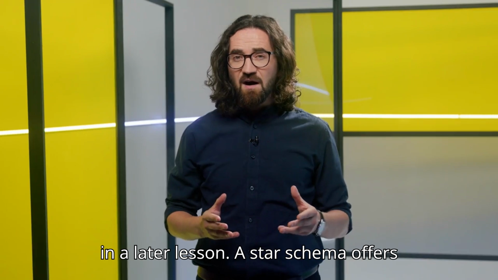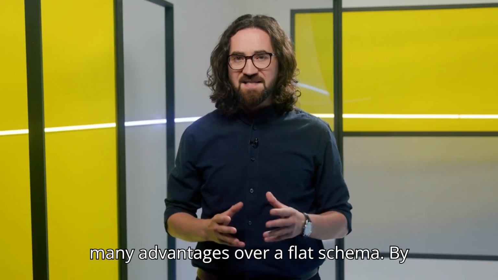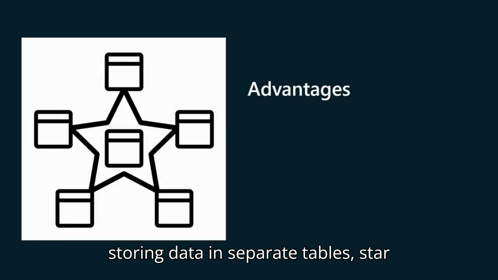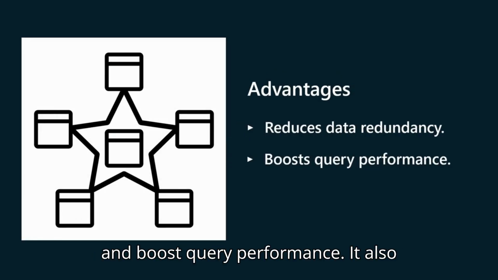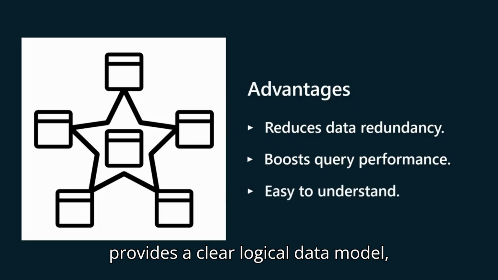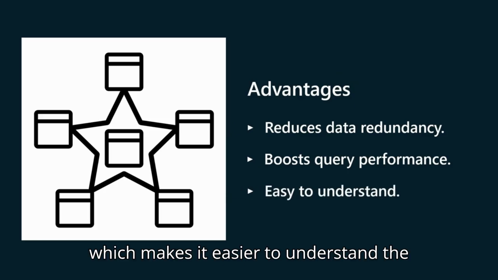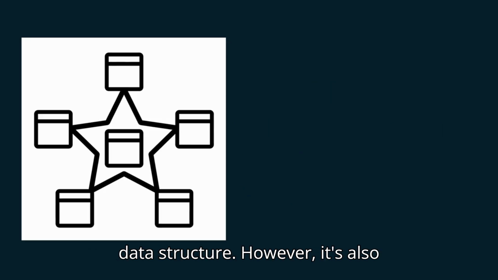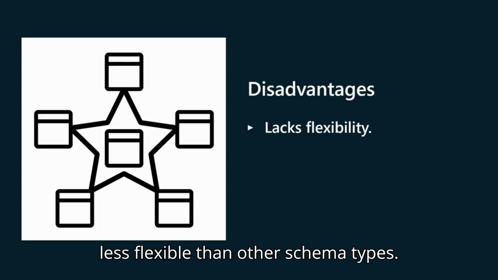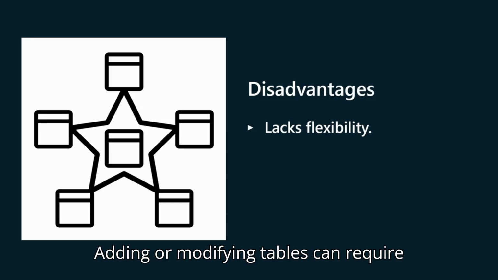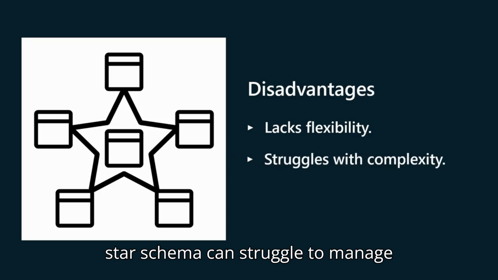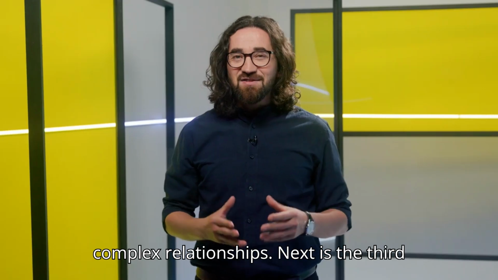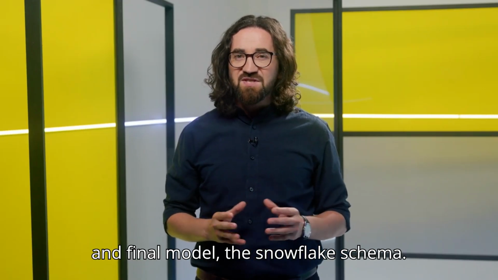A star schema offers many advantages over a flat schema. By storing data in separate tables, star schemas help to reduce data redundancy and boost query performance. It also provides a clear logical data model, which makes it easier to understand the data structure. However, it's also less flexible than other schema types. Adding or modifying tables can require extensive changes to the schema, and the star schema can struggle to manage complex relationships.